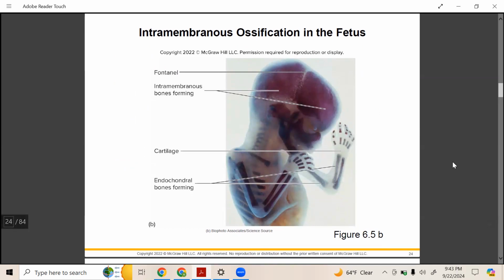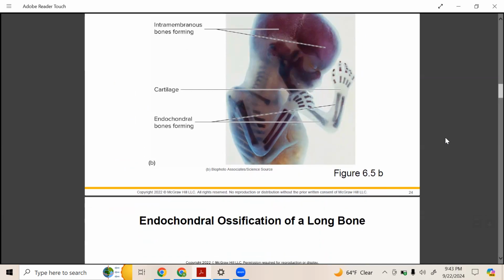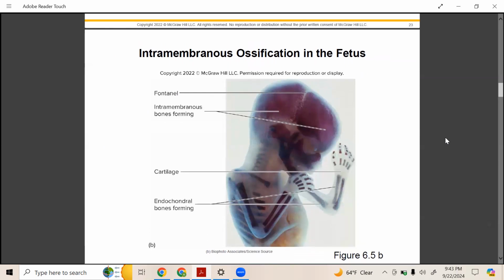So within the fetus, we have what's known as intramembranous ossification. What that more or less means is that these bones are already there as a membrane or a covering, and it just goes through the calcification or hardening process.